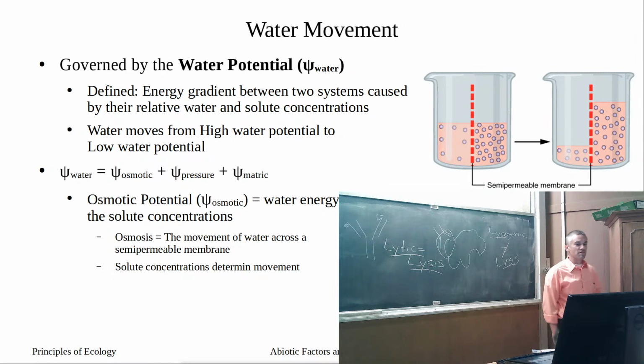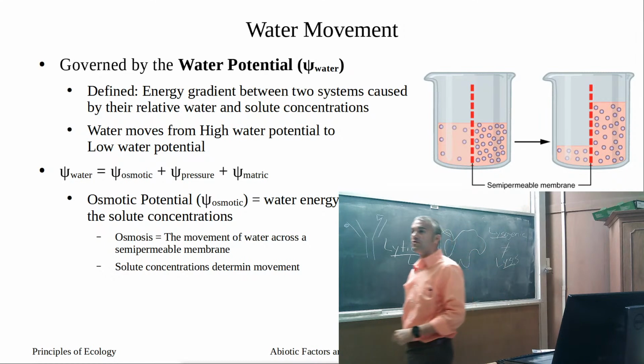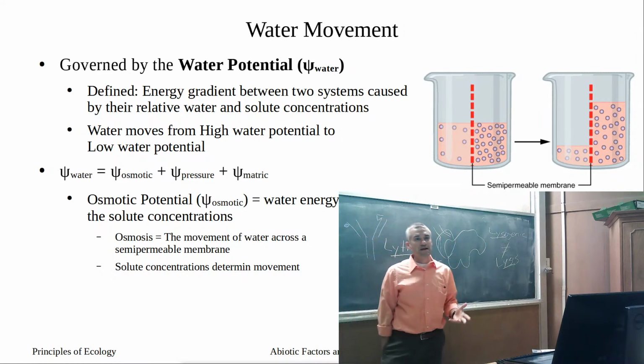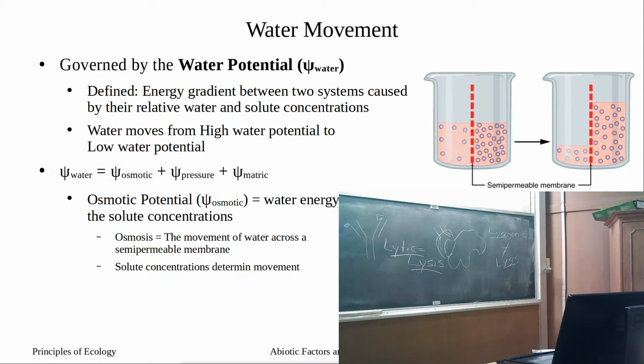So osmosis is the movement of water through a semi-permeable membrane. And that's what we're interested in. How does it move? What determines how water is going to move? All right? Well, it's going to move based on its water potential. And the water potential is the energy gradient between our two systems caused by the relative water and solute concentrations. All right? Water is going to move from a high water potential area to a low water potential area. So same thing, just follows its gradient.